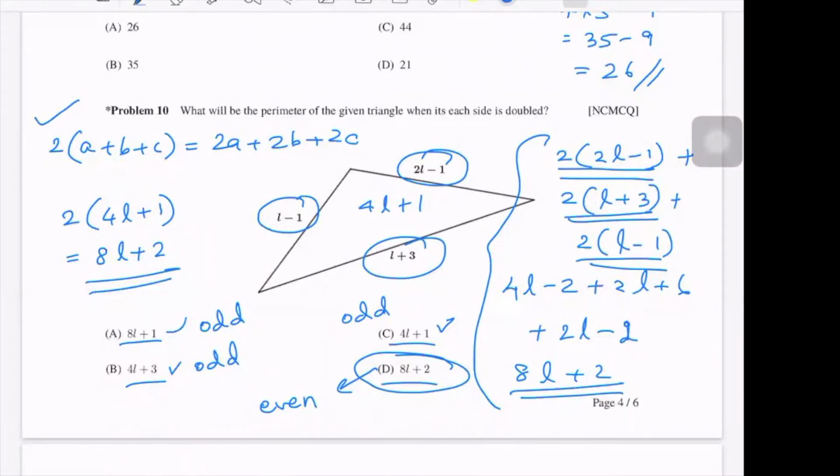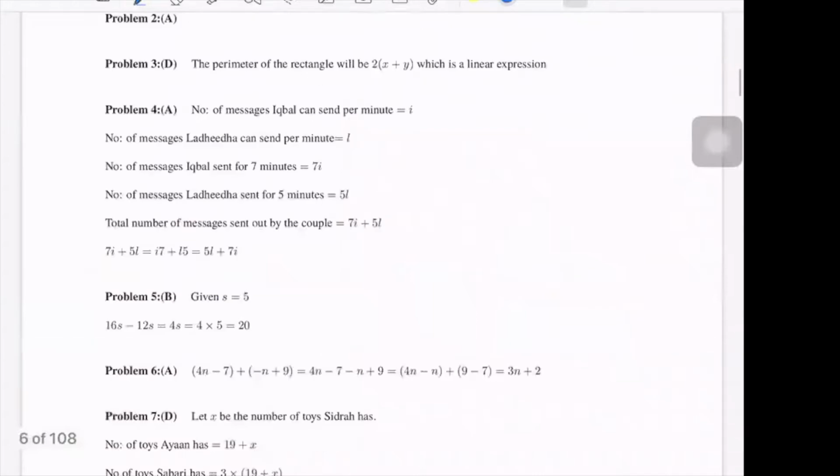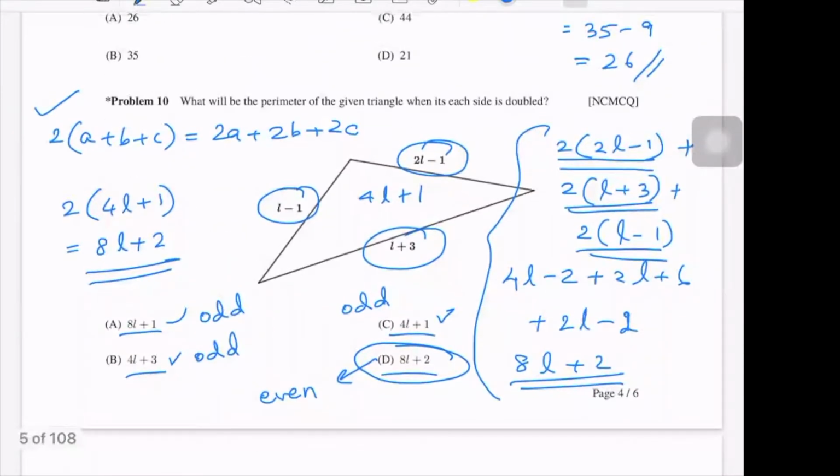Yeah, cool. See, apart from knowing the shortcut, you should also know the proper method, because what if there is one more even number in the options? In that case, the trick won't work. So you should always know the proper method, you should also know the shortcut method, and you should know whether any shortcut method can be applied to that question.